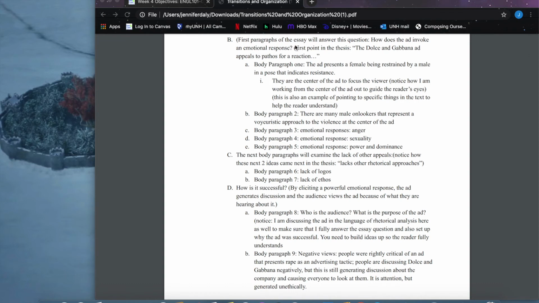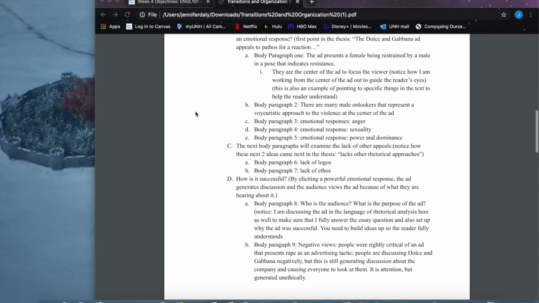All right, so what I would suggest for this body paragraph 1 is defining an appeal to pathos, so the reader understands what I mean when I say that the ad is employing pathos. When I go on to talk about these specific aspects, they'll understand because they have a clear idea of what an appeal to pathos is and what the definition is.